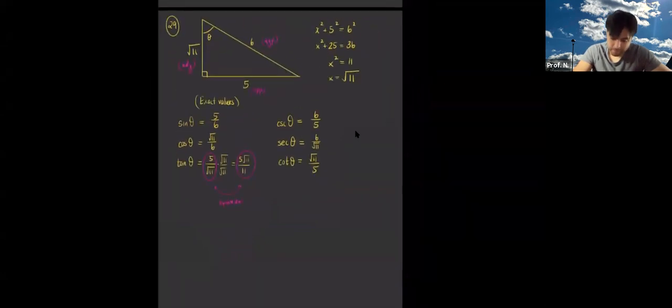So the last problem, right? The last problem is very similar. It's not identical, but it's similar.